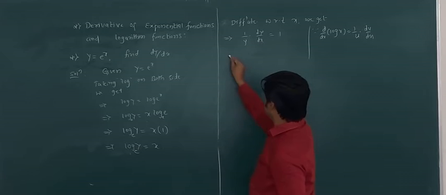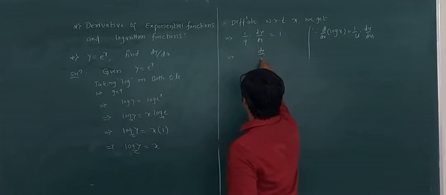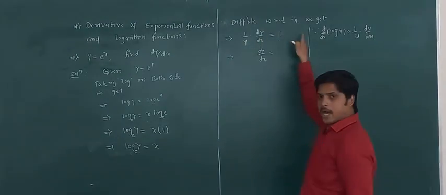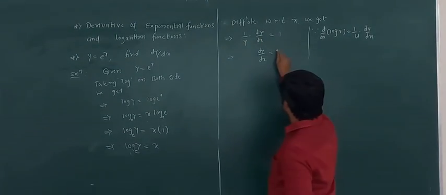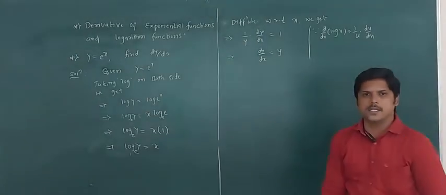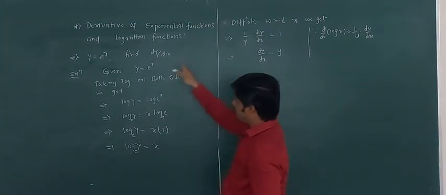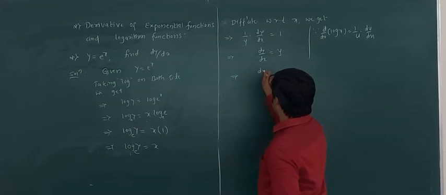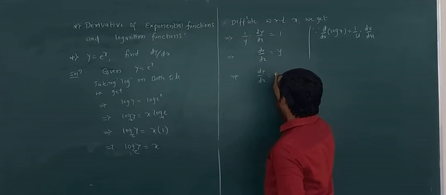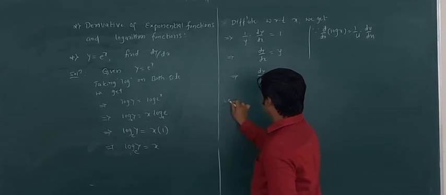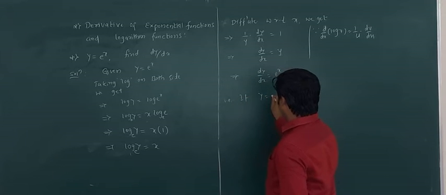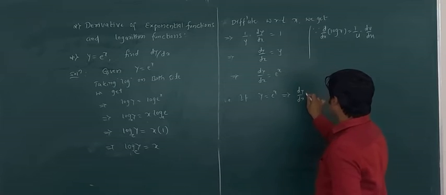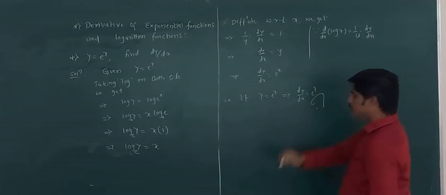Okay. Now simplify for dy by dx, because here we have to find the value of dy by dx. Now transfer this y to the RHS side, it will come to the numerator, that is y into 1 is y. What is y here? Given e to the power x, so dy by dx is equal to e to the power x. That is, if y equal to e to the power x, then dy by dx is also e to the power x. Okay, note it down.